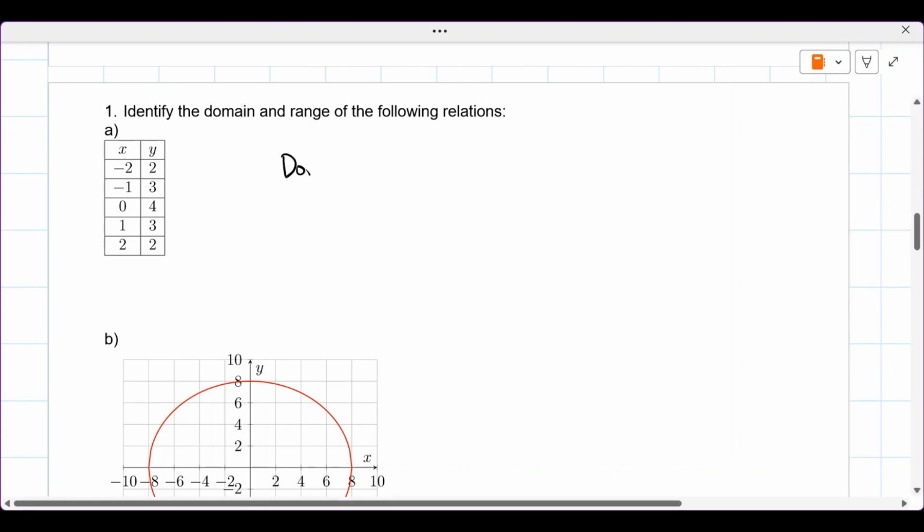So to find the domain, we want to write down the possible values of x, right? Possible values of the independent variable. So we're going to represent it as a list of -2, comma -1, comma 0, comma 1, comma 2, using the curly brackets. And then the range, similarly, will be a list of 2, 3, 4, 3, 2. Well, we have 3's and 2's appearing twice, so the range is simply 2, comma 3, comma 4.